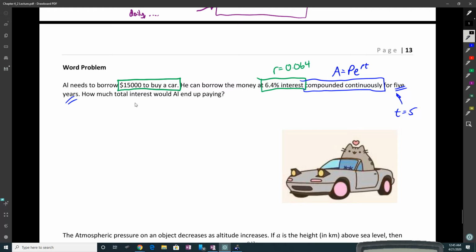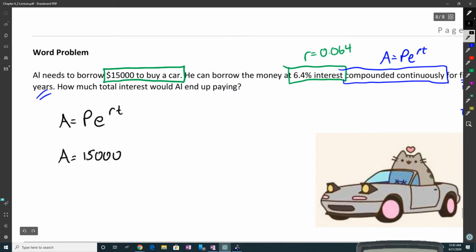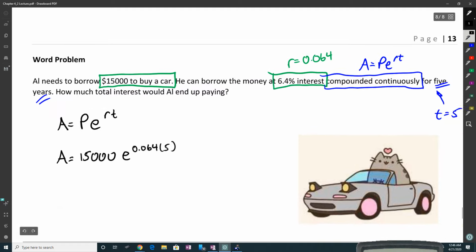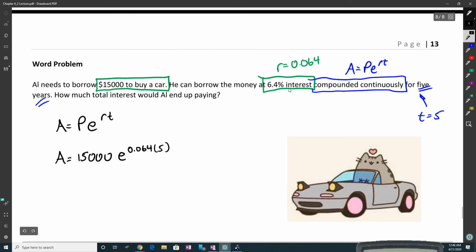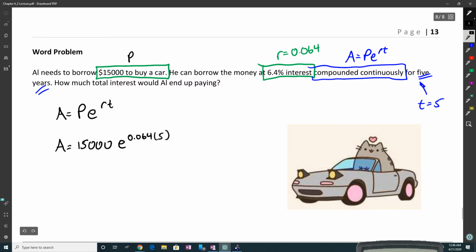All right, so we're going to plug everything in. I know my formula is A equals P e to the RT. So he needs $15,000. That's how much he's borrowing from a bank. The rate is 0.064, and T is 5. And that's all you got to do. Notice they gave me all the information. They said, here's R, here's T, oh, there's P, and you just plug and chug.